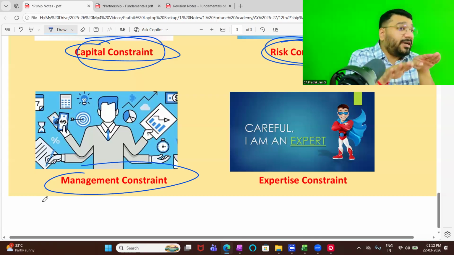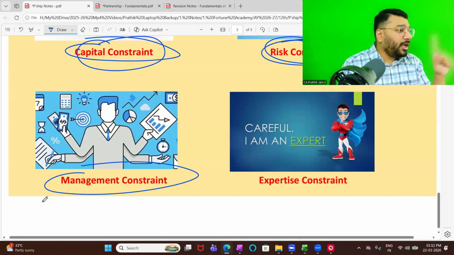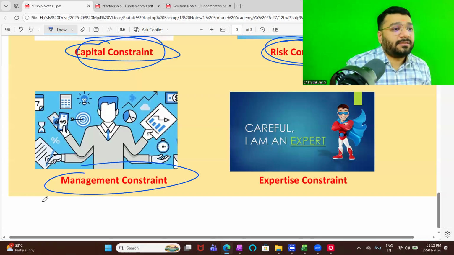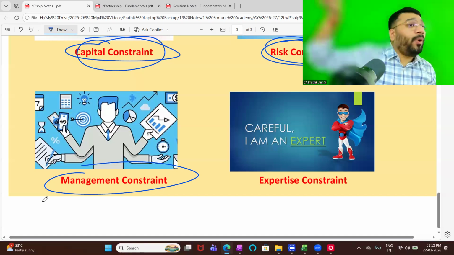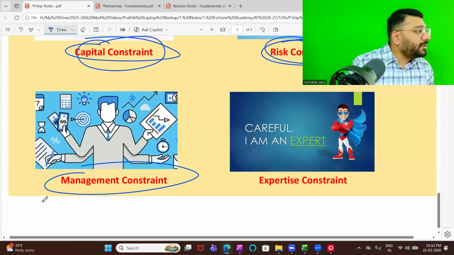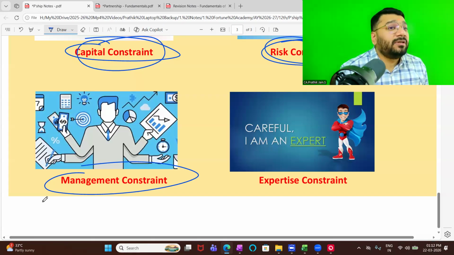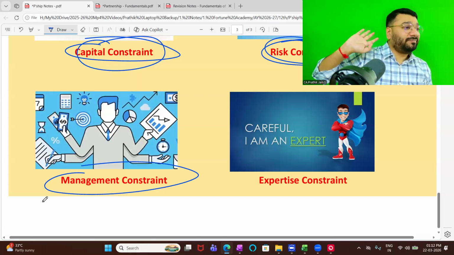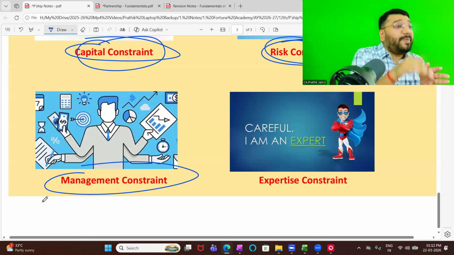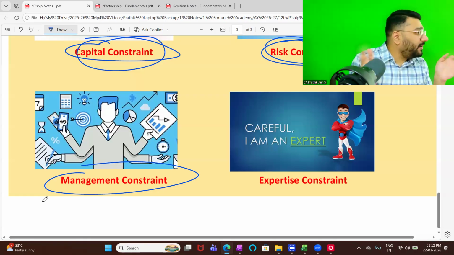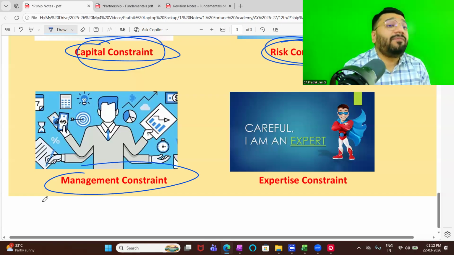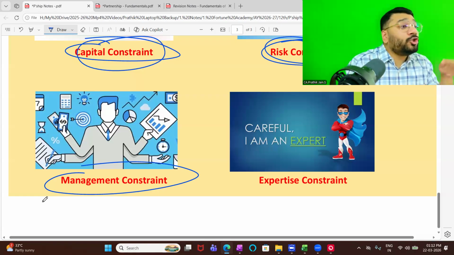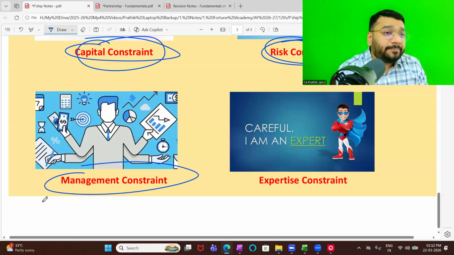So is the management constraint there or not there? As a sole owner, do I have the problem or not? Yes. Therefore, what I will do is appoint one partner in the Bombay branch, or in Delhi branch, or in Chennai branch. That partner will take care of that problem. So that way, the management constraint that I had, I mitigated. Got it, not got it? That's why people prefer the partnership model over the sole proprietorship model.